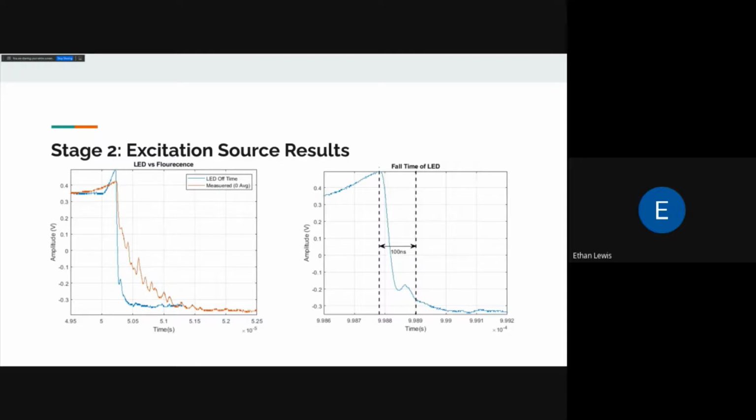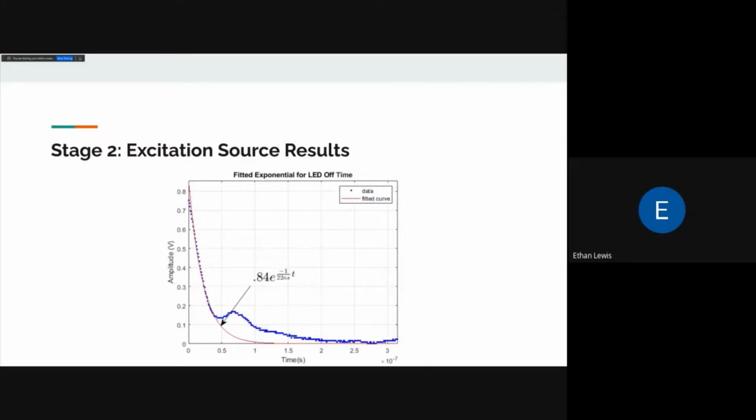Here's our measurements of the excitation source. As we can see, we fall within the 100 nanosecond fall time. And on the left, you can see the measurement of the fall time of the LED versus the fall time of RuBiPi. Here we can see the decay time of the exponential of the LED, which is 22 nanoseconds, which is well below our rated spec of 100 nanoseconds.